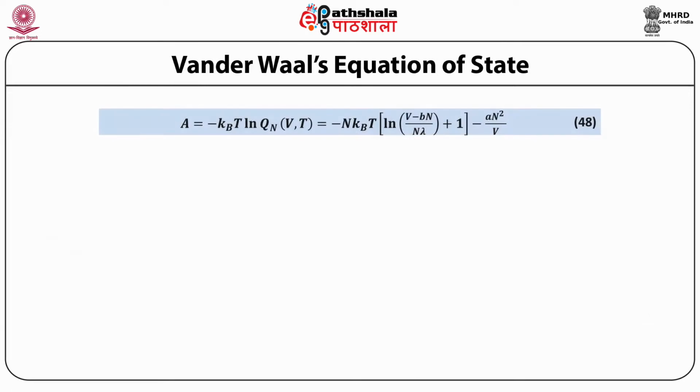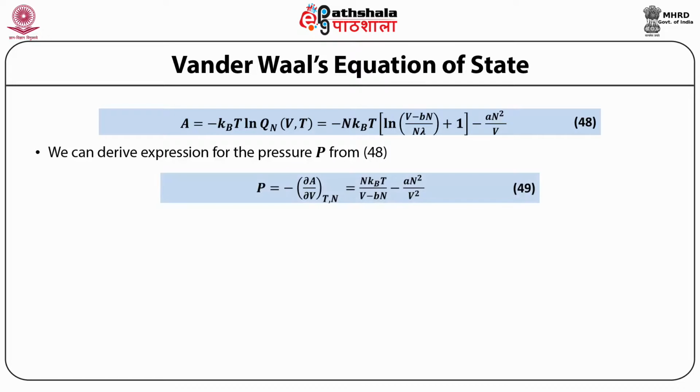Then A is equal to minus kB T log of Q as a function of V and T, which is equal to minus N kB T log of (V minus BN) divided by N lambda plus 1 minus A N squared upon V. We can derive expression for the pressure P from 48. We know pressure P is equal to negative of the partial derivative of A with respect to V at constant T and N, which is equal to N multiplied by Boltzmann constant kB, absolute temperature T divided by (V minus Bn) minus A times N squared divided by V squared.